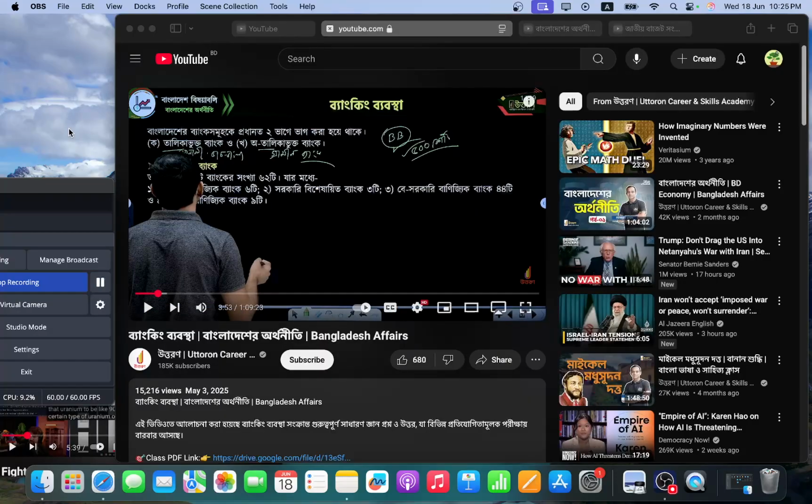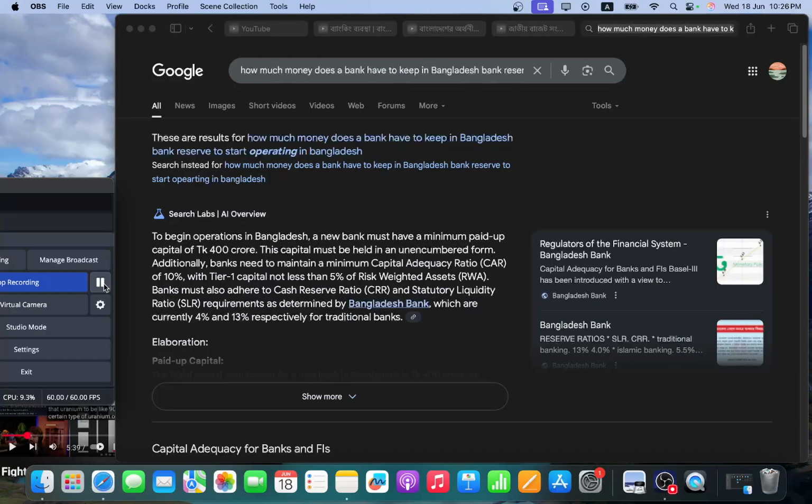Okay, about the word topsili and autopsily, I think by topsili we mean talikabhukto or registered, and autopsily is unregistered. So the distinction happens as per the bank law 1991, I think. And in order to start your own bank, you have to at least keep 500 crore taka in the, what is the word? Okay, I was trying to find the word reserve, but let's read this.